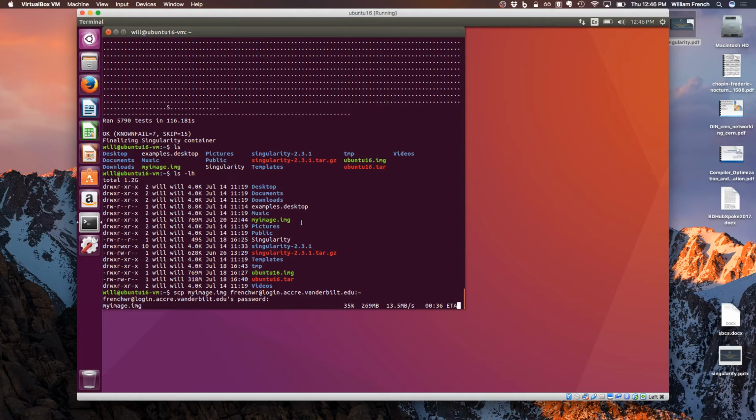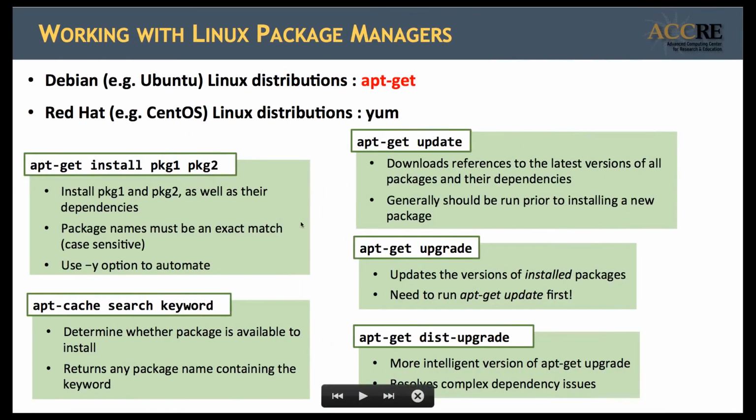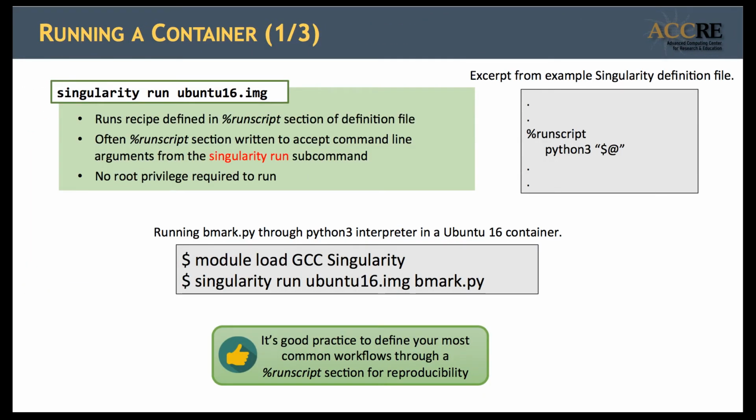But for now, let's give that another half minute to upload. And in the meantime, we'll talk about how you actually run your container. So once you have your container, you can use a command called Singularity run, which is going to run that run script section that you've already defined. If you recall, we had this run script section with Python 3, and we're passing all of our command line args to the Python 3 interpreter.